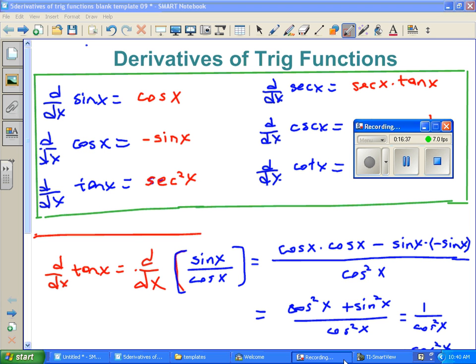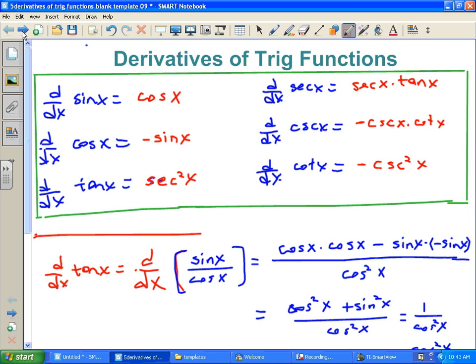I'm going to stop the recording and give you some time to look at this and try to memorize it. I'm going to be asking you in just a little bit. And if you're online at home, please pause the recording yourself. As we do the examples, you will see these will come up very often. So let's now do some examples.